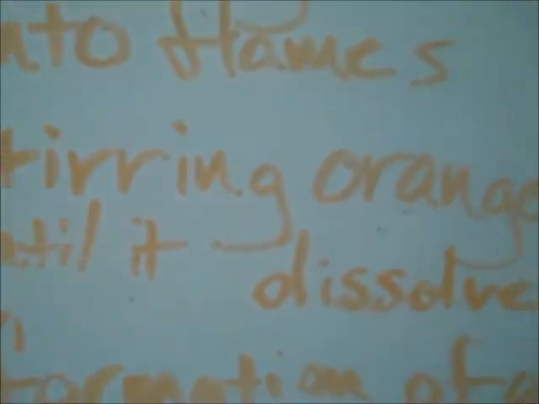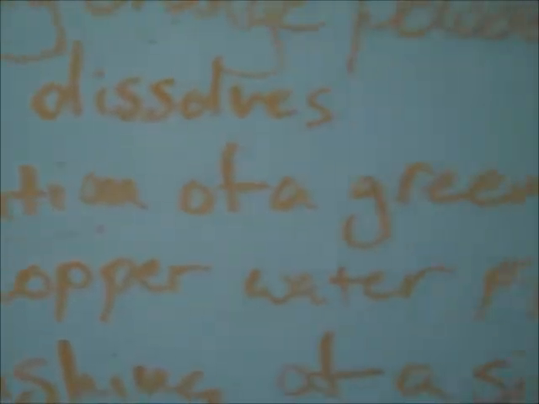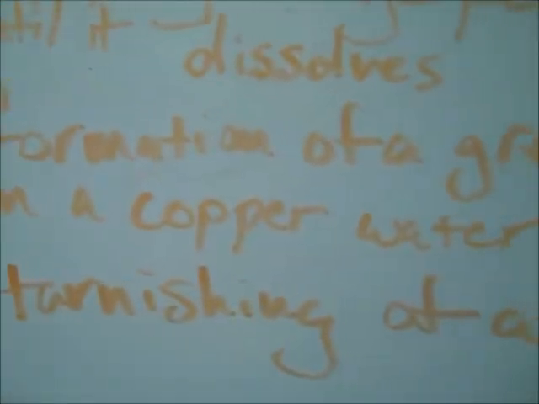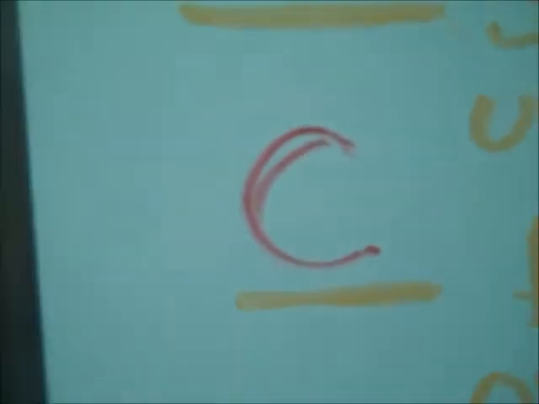Alrighty, stirring orange powder into water until it dissolves. Alrighty, that's a physical change because even though it's mixed in with the water, it's still an orange powder. And it's still in there. Yes, it'd be very hard to extract, but it hasn't changed molecules. Alrighty, formation of a green substance on a copper water pipe. This would be chemical. The green substance is not copper, and it has just completely changed electrons and everything.